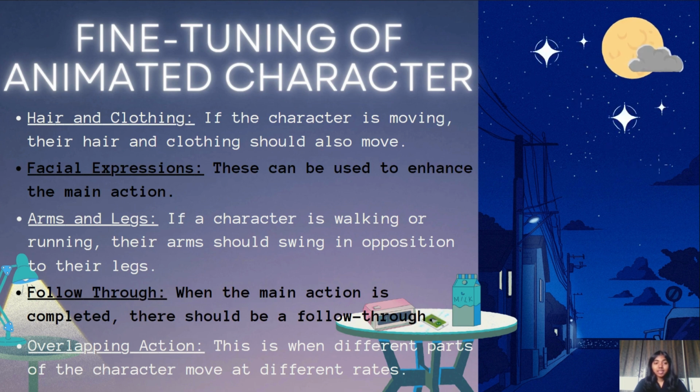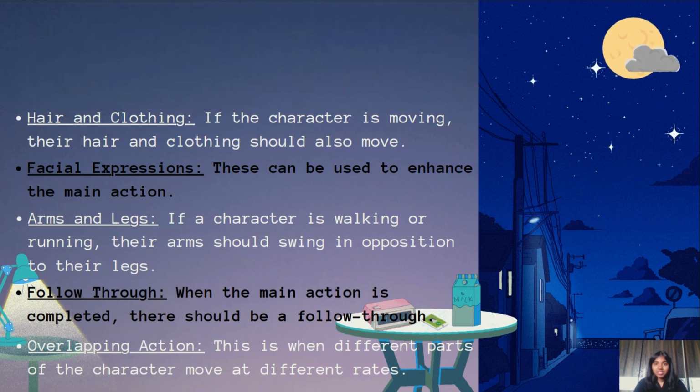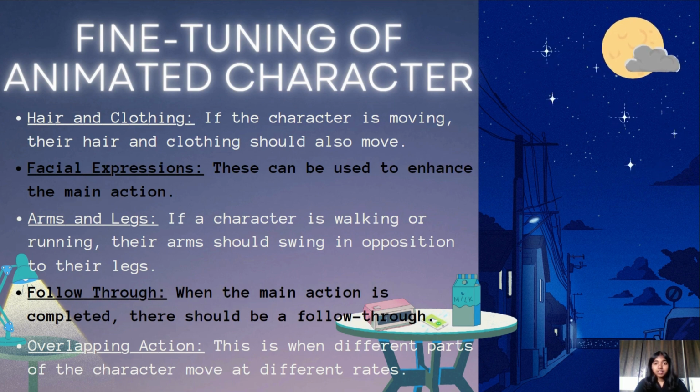Arms and legs. If a character is walking or running, their arms should swing or move in opposition to their legs. This is a natural movement that helps to maintain balance. When the main action is completed, there should be a follow through. For example, if a character jumps and lands, their knees might bend to absorb the impact and straighten again. Overlapping action comes into play when different parts of the character move at different rates.